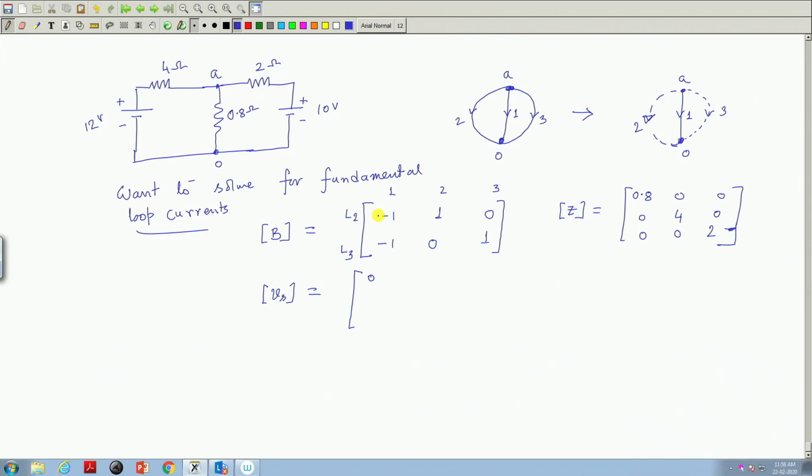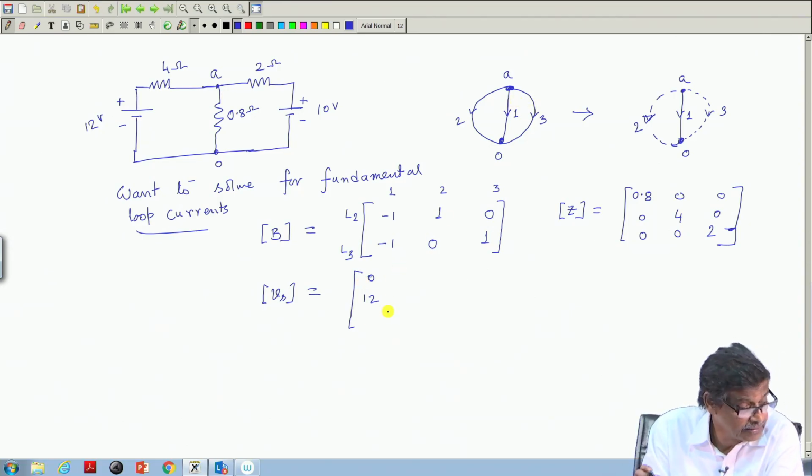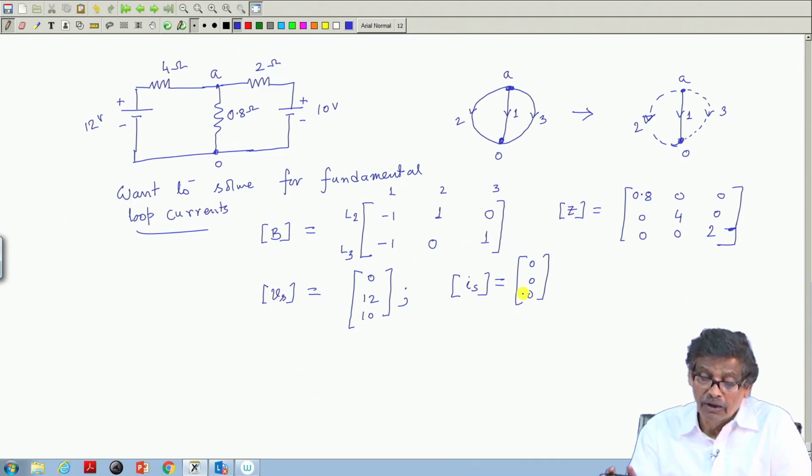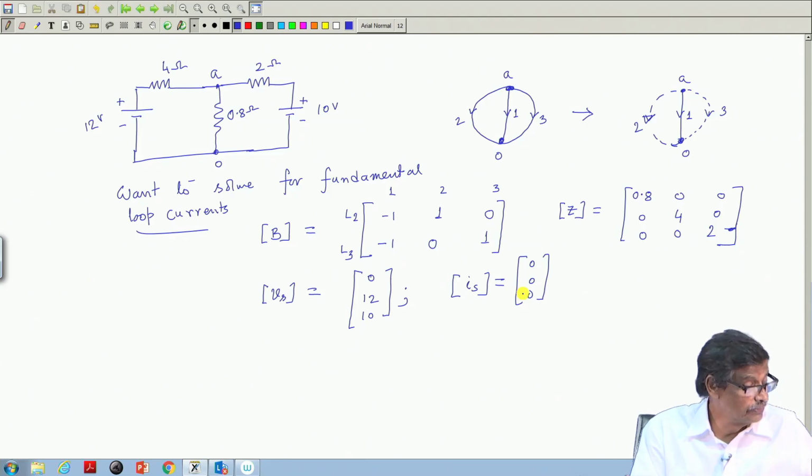It will be plus 12. Why is this element's arrow this way, and the battery connected plus to this side? And in the third element there is another source that is also plus 10. Is that clear? Yes. The matrix I S, is a current source present? No. So 0 0 0, that will be the thing. Now, I know what I have to do.